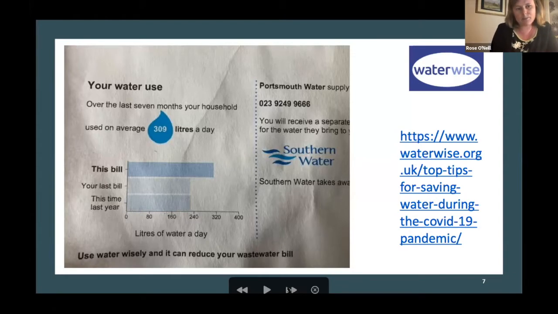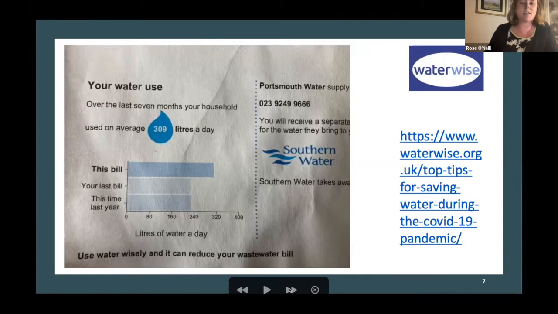And just this bill again is just a little reminder here. I don't know if you can see that my water use in our house between the four of us is about a third higher than it was this time last year. And I think we're at what we call in behavioral science a moment of change. This is a time when our water-using habits and our practices have been hugely disrupted.